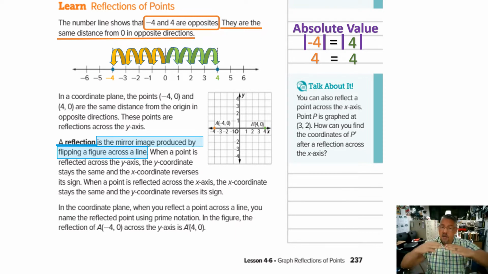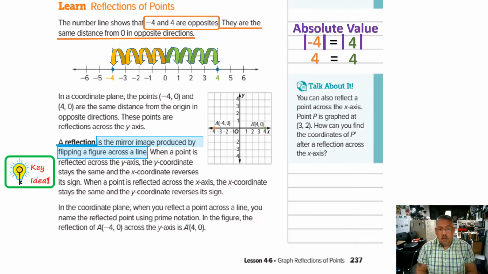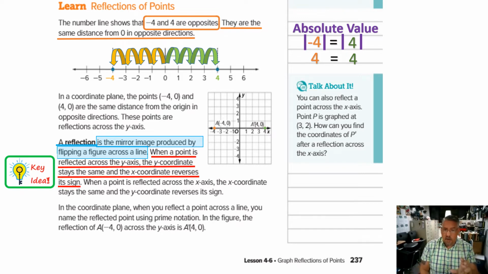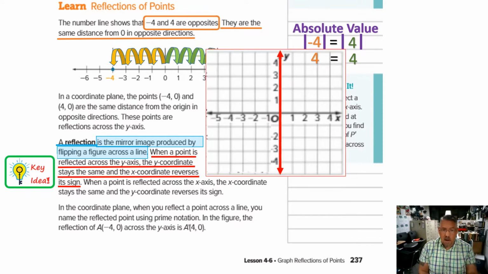Could be that it's a laying flat mirror, so it's an x-axis, or what we normally see, which is a vertical mirror standing up. So it'd go across the y-axis. The key idea to this entire thing is that next set. When a point is reflected across the y-axis, the y-coordinate stays the same and the x-coordinate reverses its sign.